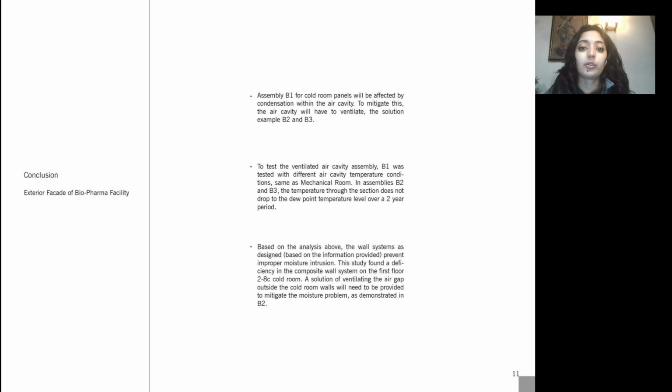So lastly, the conclusion. The wall systems were designed to prevent improper moisture intrusion. The study found a deficiency in the composite wall system at the first floor for 2 to 4 degree cold rooms. Ventilating the air gap outside the cold room wall will need to be provided to mitigate the moisture problem. The existing facade was built with insulated metal panels.